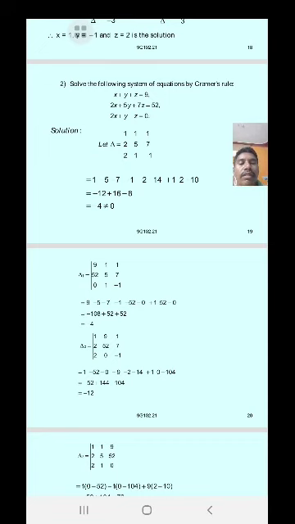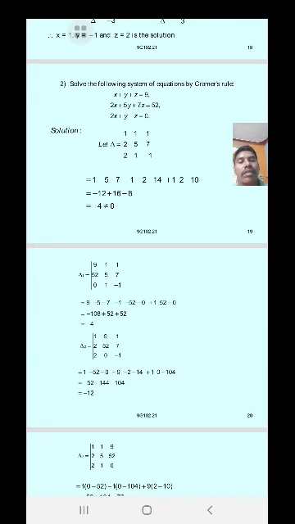And next come to delta 2. Similarly, in delta 1 we replaced the first column of the delta, and to form delta 2 we replace the second column of the delta with the constant terms of the equations' right side.